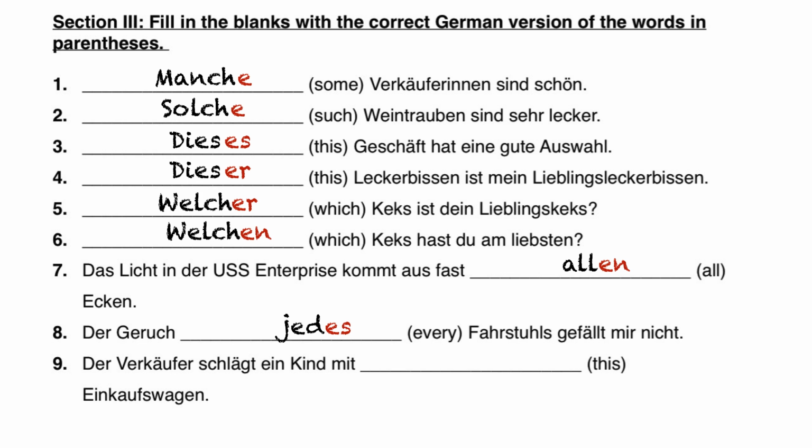Der Verkäufer schlägt ein Kind mit something Einkaufswagen. The salesperson is hitting a child with this shopping cart. We need the base form this, which is dies, and then we have to add an ending that would make sense for the dative case because we have mit, which is a dative preposition, and Einkaufswagen, which is a shopping cart, which is a masculine noun. Dative masculine would be diesem. Der Verkäufer schlägt ein Kind mit diesem Einkaufswagen. The salesperson is hitting a child with this shopping cart.